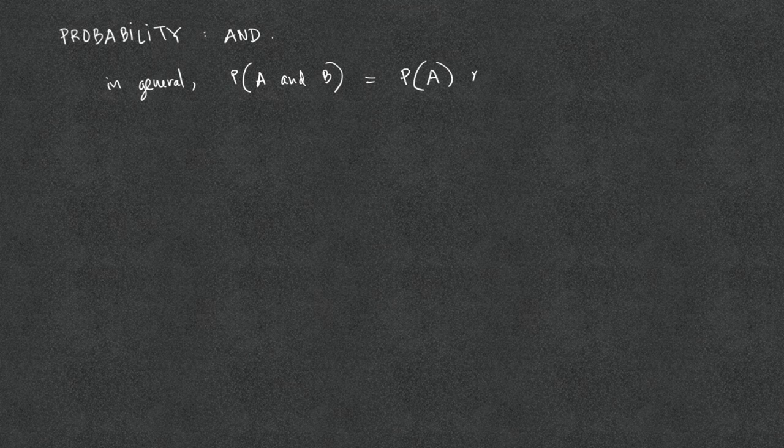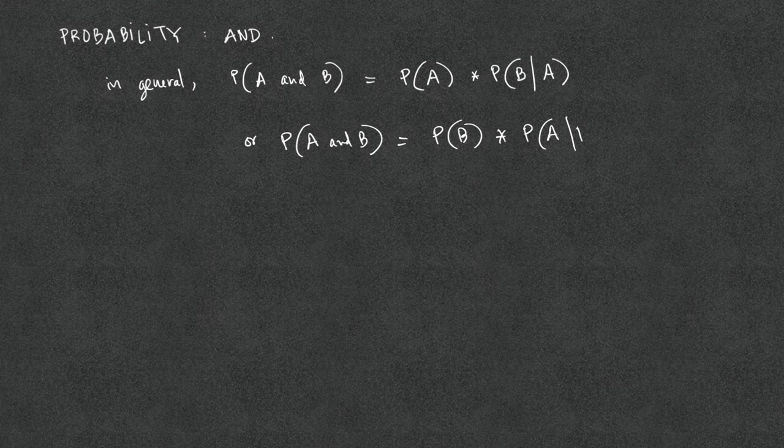The probability of A and B. In general, the probability of A and B equals the probability of A times the probability of B given A, or the probability of A and B equals the probability of B times the probability of A given B.